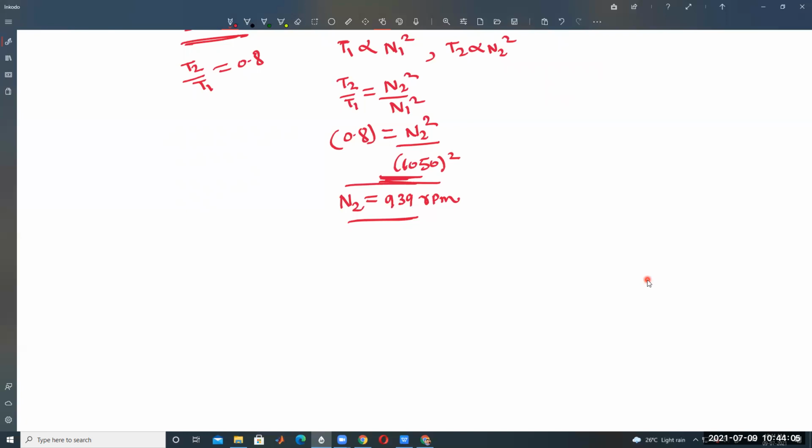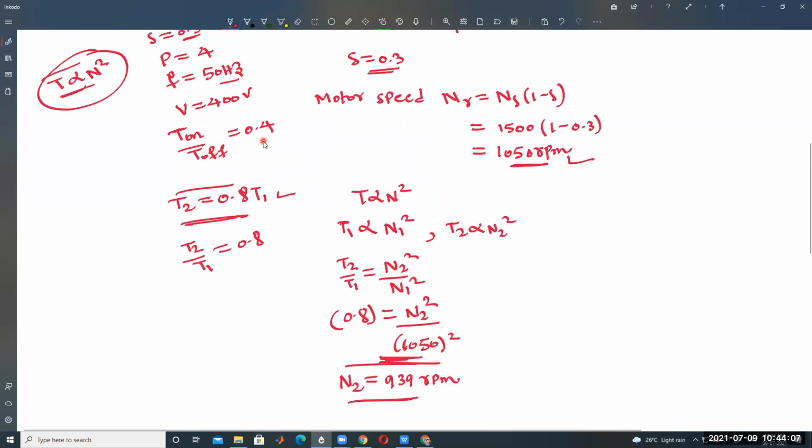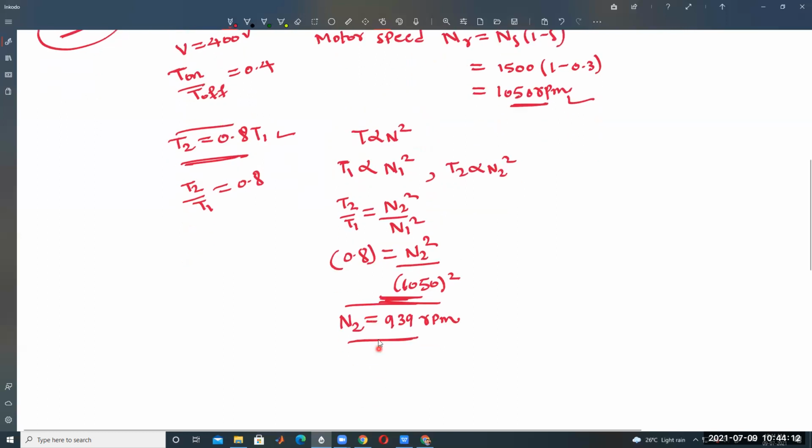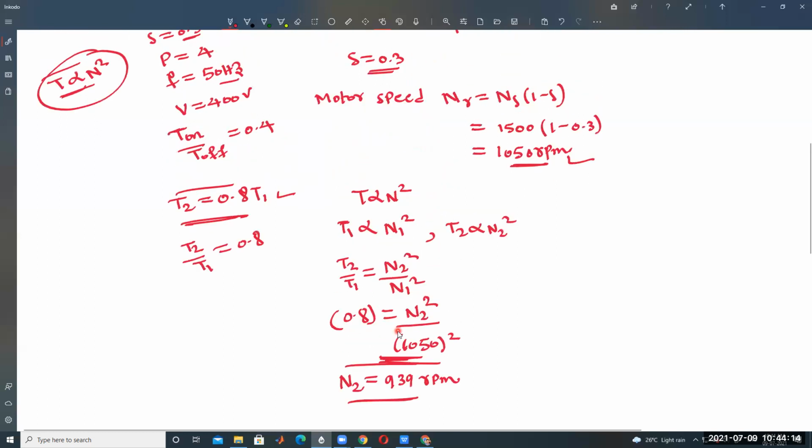Here the T on by T off ratio is given. Based on this, we need to find the average speed and the average torque. So one question is over, 939 RPM. And by using this relation, we have to find the average torque. T on by T off ratio is 0.4. That means T on is equal to 0.4 times T off.